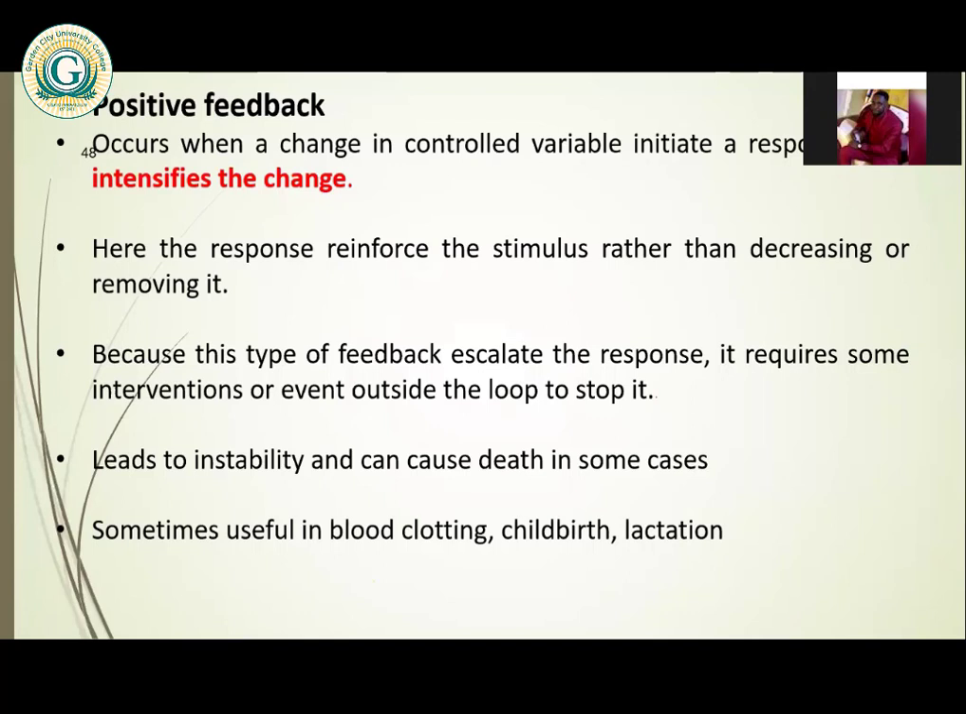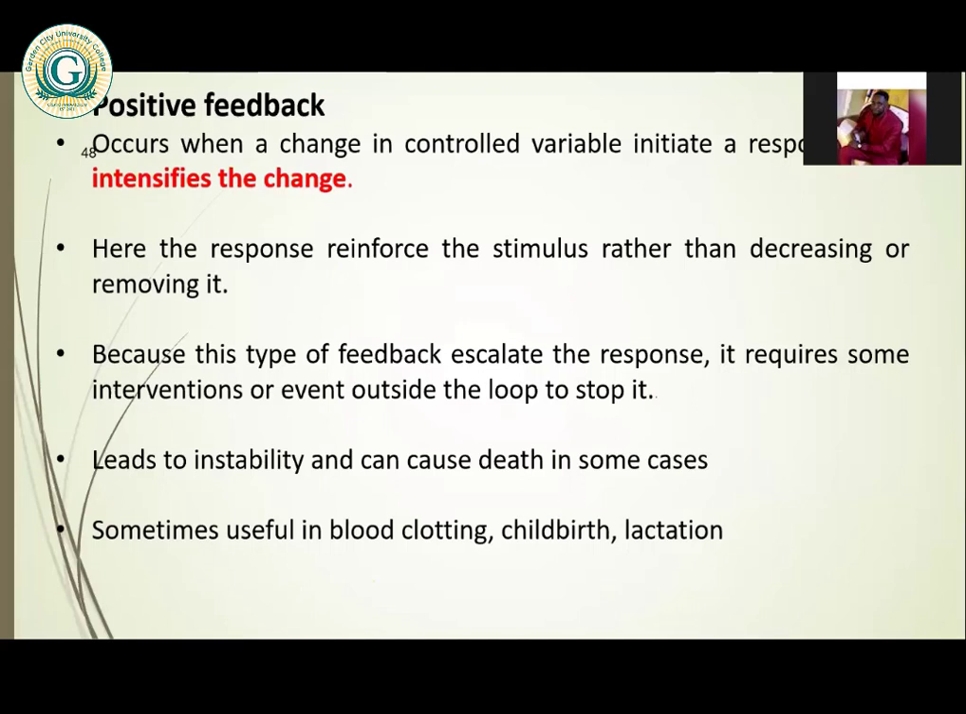So in this positive feedback, oxytocin is produced in higher levels, and it's not normal. But in that event, we need to produce more and more till the baby is born. So we intensify the change till an event occurs.